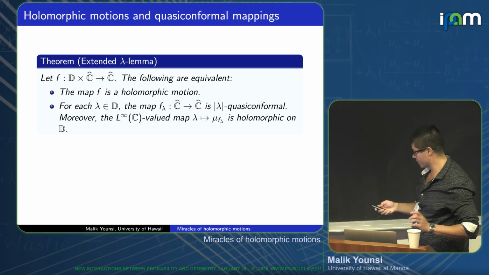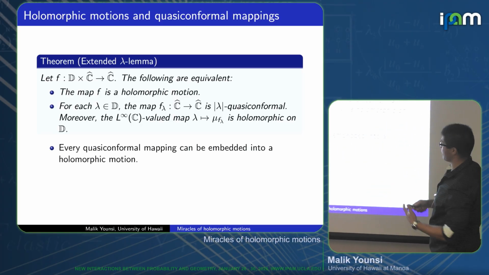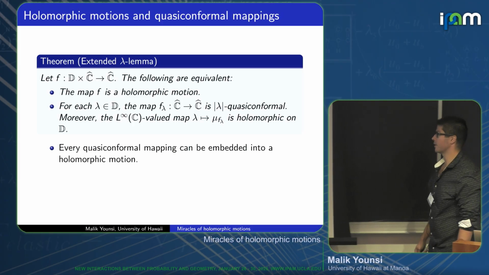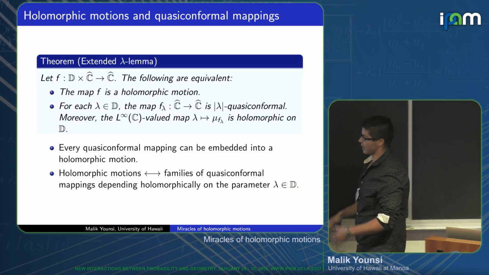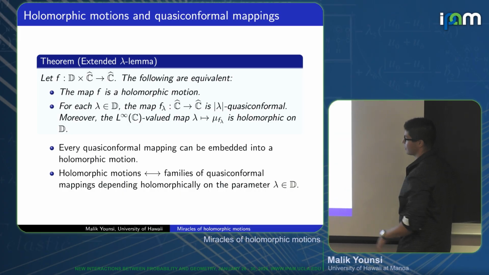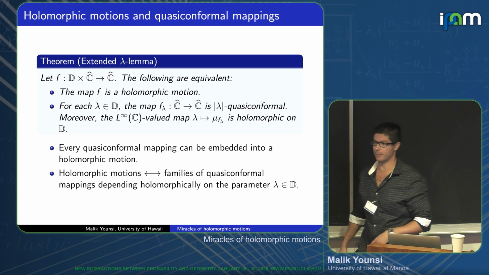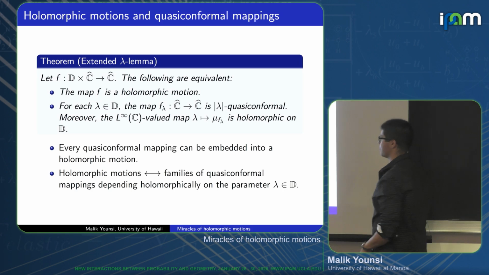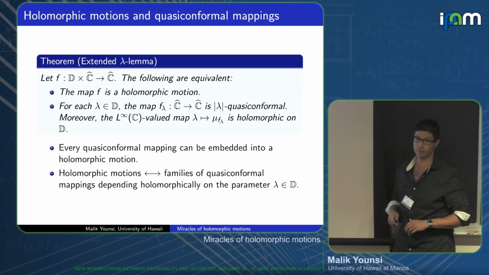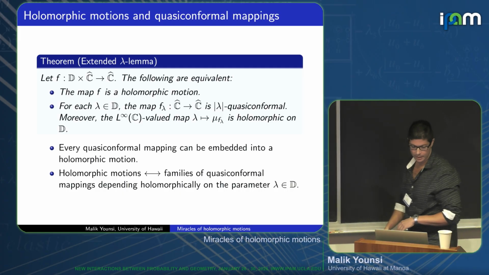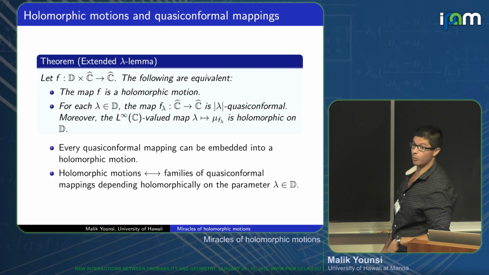So that gives two important consequences. The first one is if you start with a quasiconformal mapping, you can always embed it into a holomorphic motion, which is a consequence of this. And then the other consequence, as you can see, is that holomorphic motions of the whole sphere, you can just think of them as families of quasiconformal mappings that depend holomorphically on some parameter lambda. So there's this very strong correspondence here. If you can prove results about holomorphic motion, then you can deduce properties about quasiconformal mappings and vice versa. Okay? And this is what Astala and Smirnov and these people did to study quasiconformal distortion.